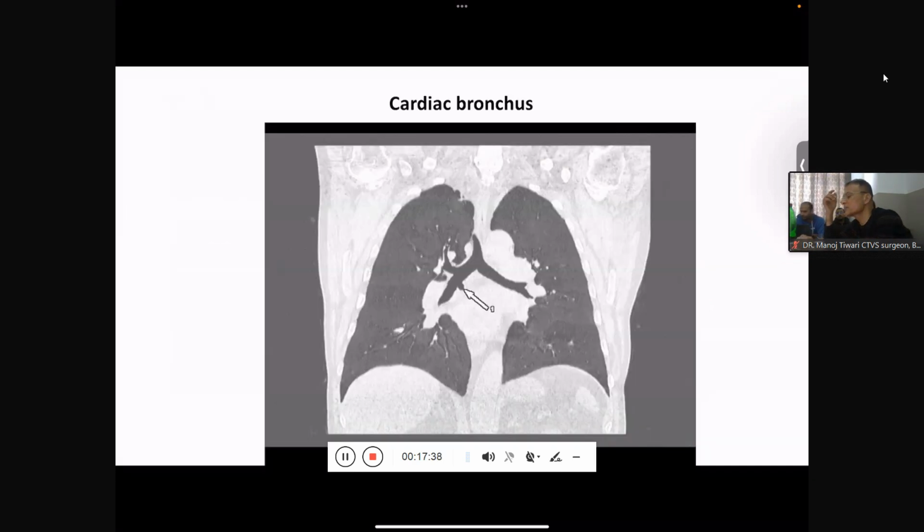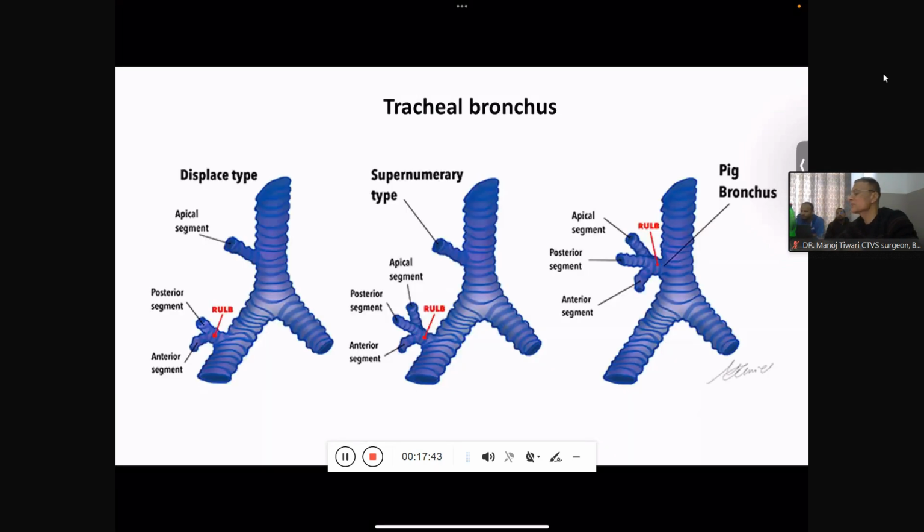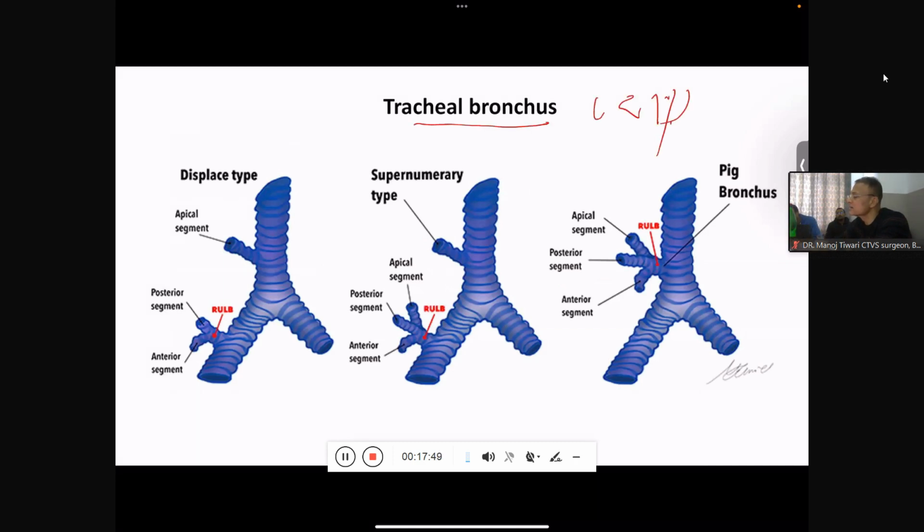There are certain congenital tracheobronchial anomalies that we should remember. One of these is the cardiac bronchus. We can see here the cardiac bronchus well visualized in the CT scan. Sometimes we can find the tracheal bronchus. In less than 1% of the cases, we can find the tracheal bronchus. It has a different association also, I mean, different prevalence also.